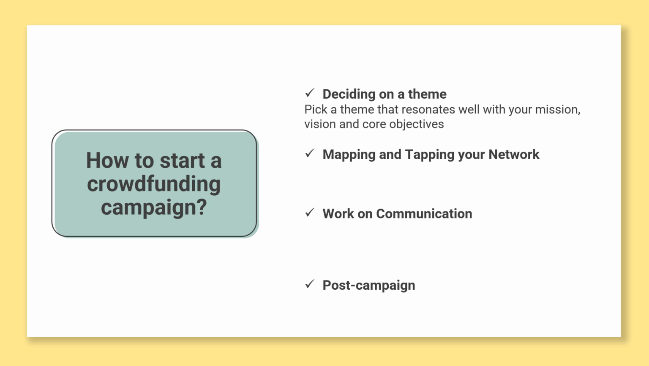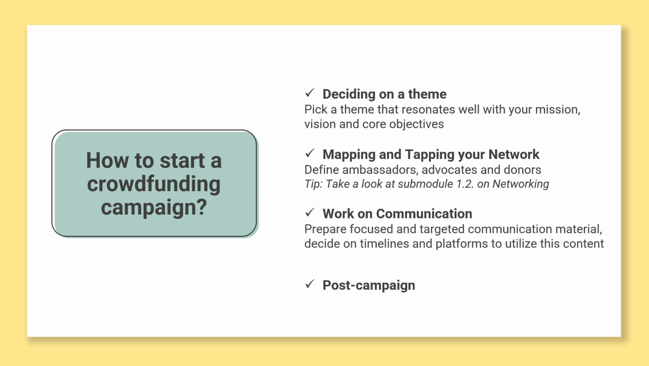It could also be useful to map your network and define who could be your advocate or ambassador, who can spread the word, and who can actually donate and make others donate. To learn more on mapping your network, take a look at the submodule on networking in organisational management and strategies. You will also need to prepare communication material for different target groups in a focused manner. Decide on timelines to utilise this content and platforms where this would go: emails, telephone, face-to-face, social media, your NGO's website, and so on. Remember to keep the communication going during and after the campaign, not just before.